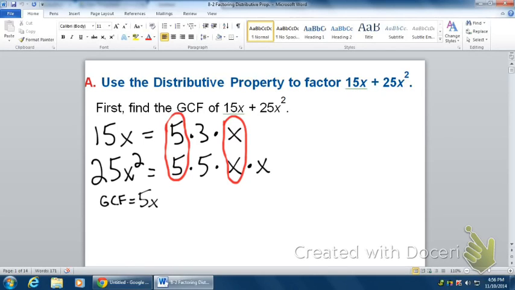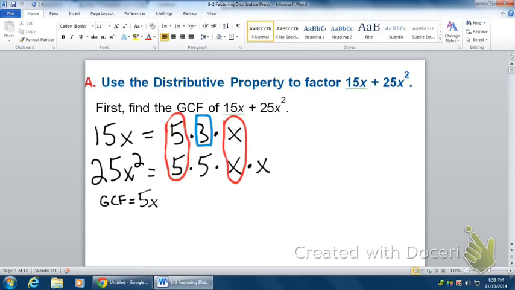Now, use the distributive property to factor out the greatest common factor. What it means by that is, whatever terms are left for our two numbers, look at my terms in blue. I have a 3, and so for my 15x, all I have left is 3. That's my remaining term.